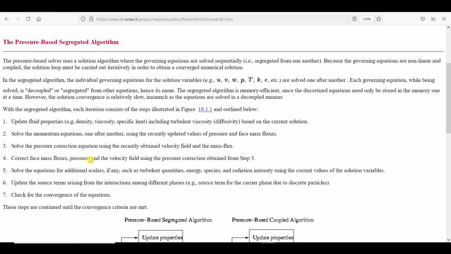So let us discuss the first algorithm of the pressure-based numerical method, that is nothing but the segregated algorithm. All right. So it is quite simple. It is not big rocket science over here. Just try to focus and understand.